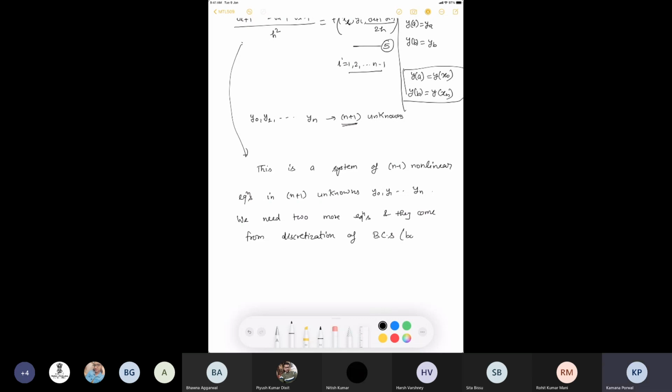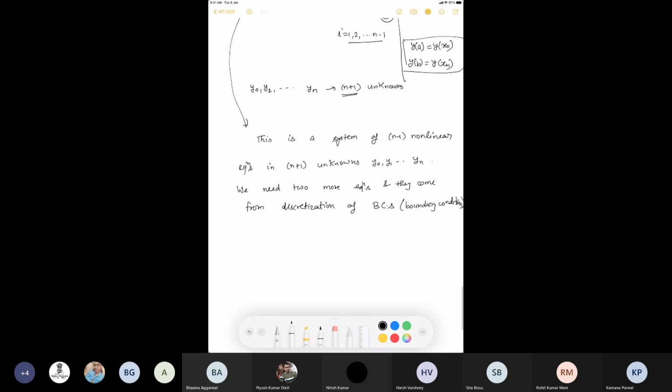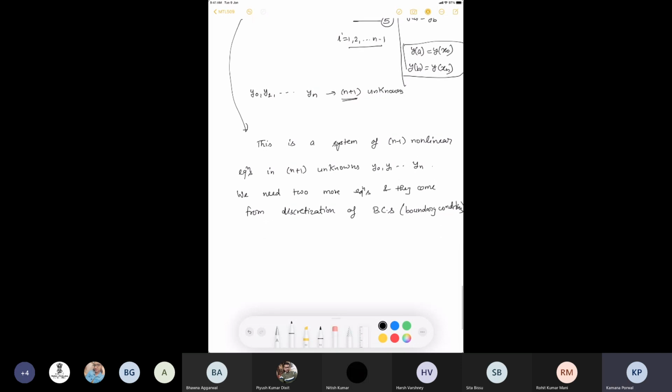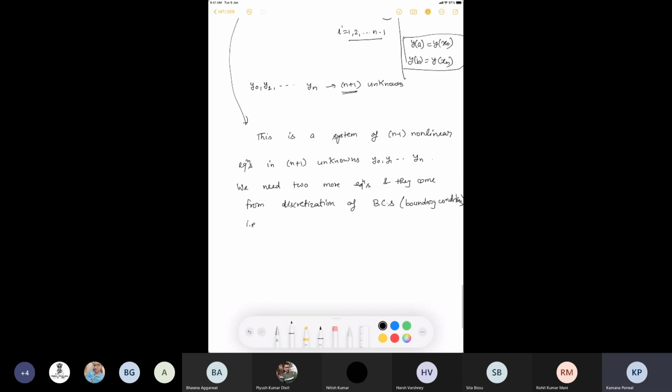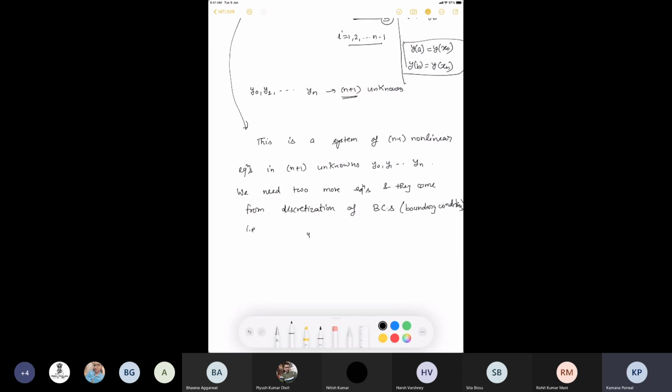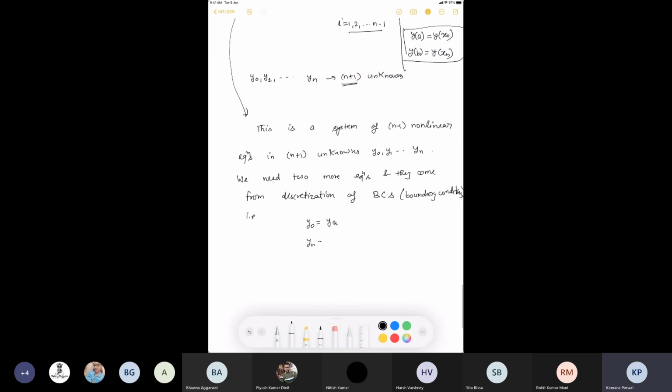Okay, so this I'm referring to the boundary conditions. Basically, we impose them explicitly. So we take y0 as ya, and yn as yb.